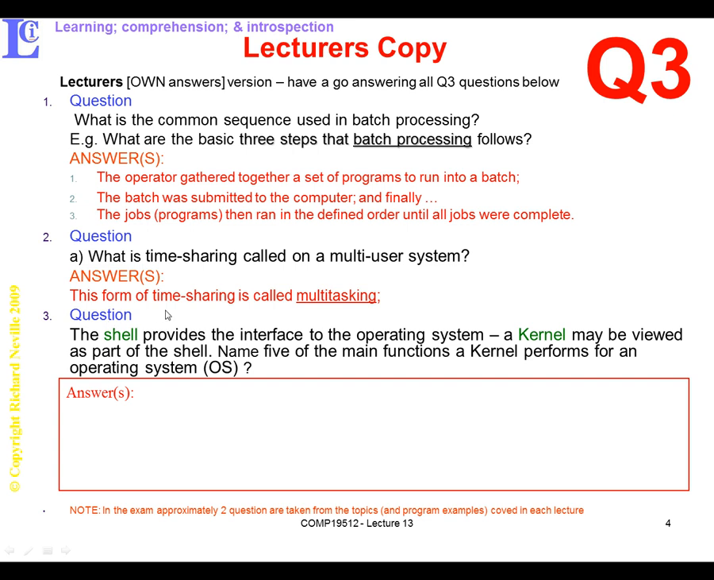Now let's move on to the next and final question in Q3. Bit of a longer question. You have to name the main components of something, so let's read it out. The shell provides the interface to the operating system. A kernel may be viewed as part of the shell. Name 5 of the main functions a kernel performs for an operating system. I'll leave you a minute to think about those 5.